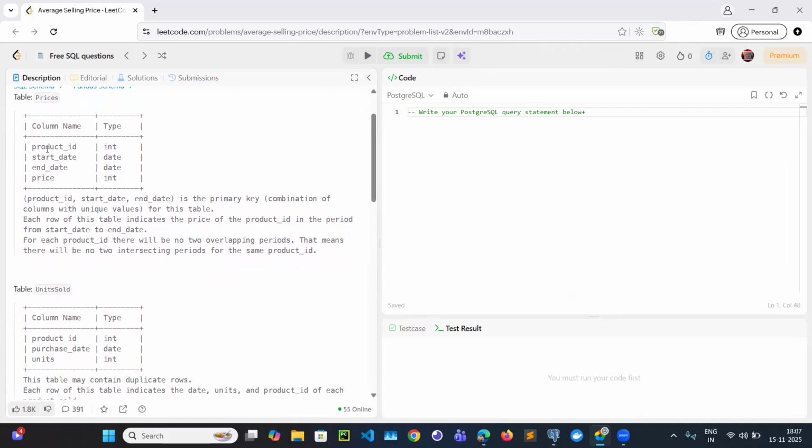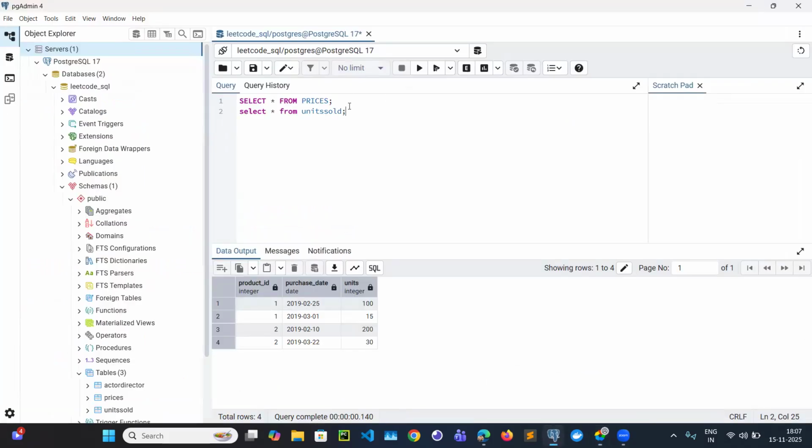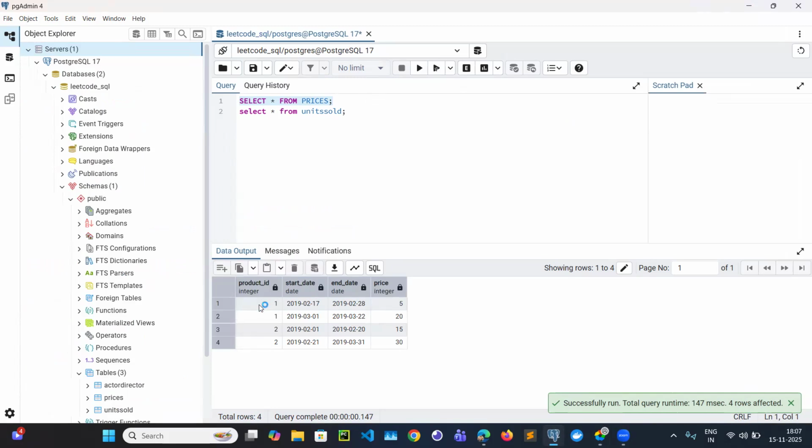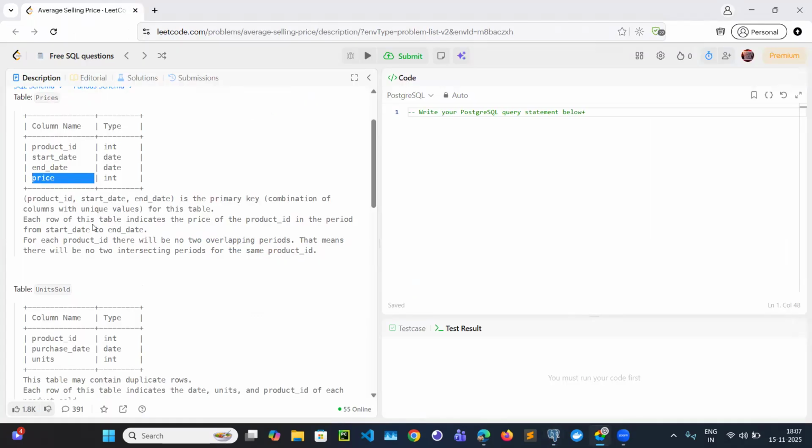That is a normal piece of information. So the prices table has the product ID, start date, end date, and price. Basically, it tells us the price of a particular product during a particular period. If I click on the prices table, you could see product ID 1 has price 5 between 17th of February 2019 to 28th of February 2019. And the same product ID 1, the price has increased from 5 to 20 between 1st of March 2019 to 22nd of March. So the price is given in the prices table, right?